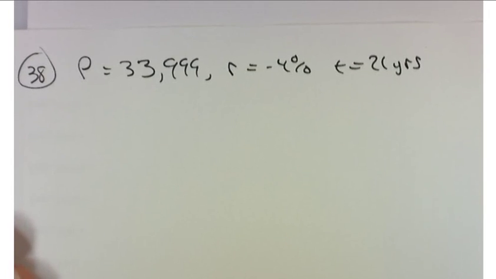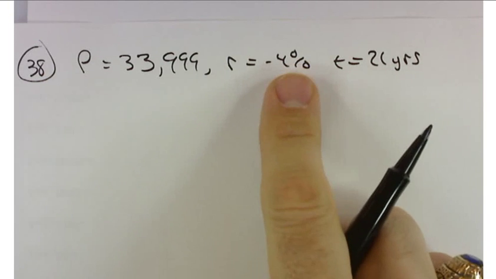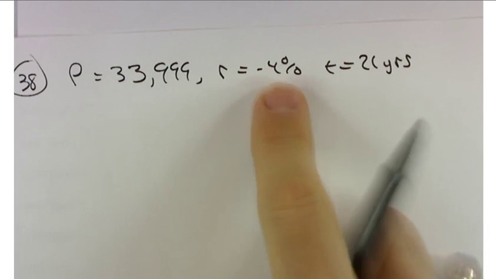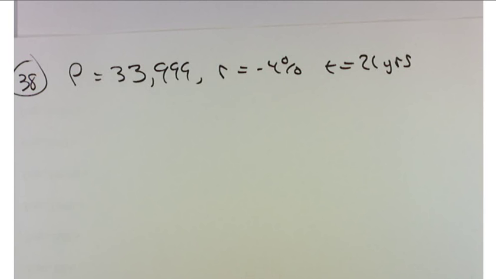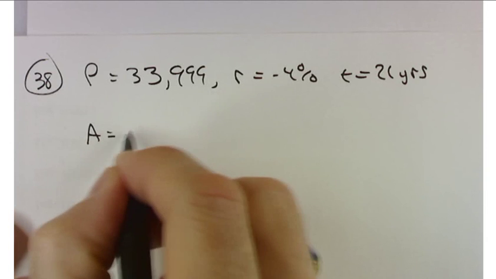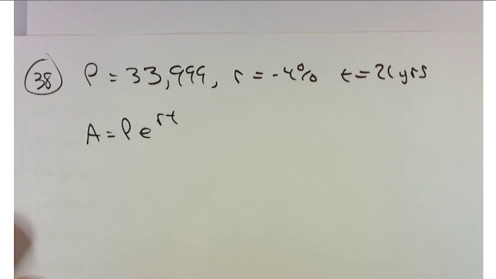What that means is that this asset is going to be depreciating. So you can think of it as maybe a car that you buy or a computer that you buy, although that number would probably be a bigger negative number. But let's put that into our formula. They give it to you, A equals P e to the RT.